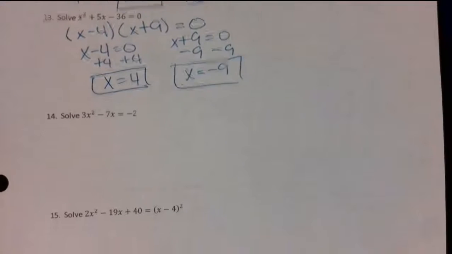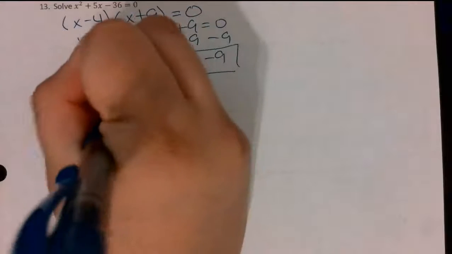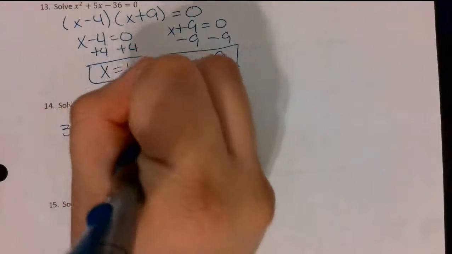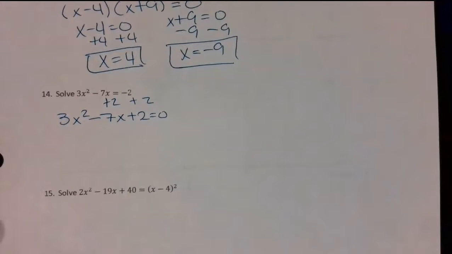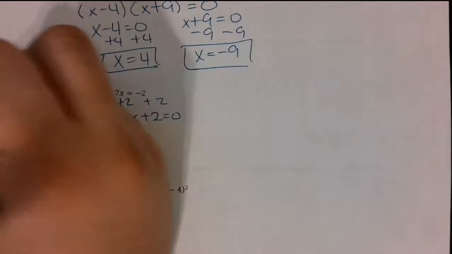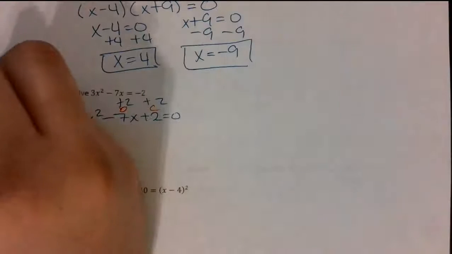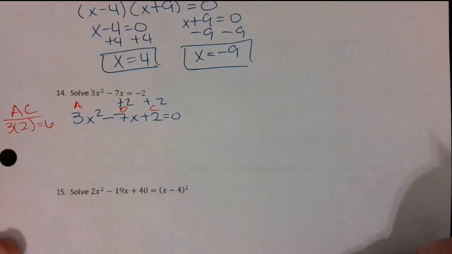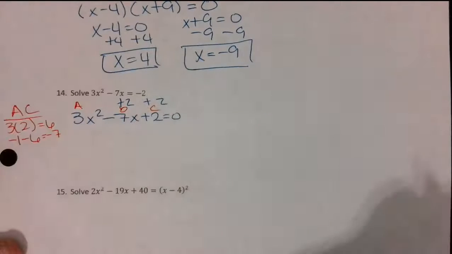Okay. Number 14, what I want to do is I want to get it equal to 0 first, so I'm going to add 2 to both sides. I have 3x squared minus 7x plus 2 equals 0. This one, since I don't have a coefficient of 1, I'm going to solve by using the AC method. So my A is 3, my B is negative 7, and my C is 2. I'm going to do 3 times 2, which gives me 6. I'm looking for what multiplies to positive 6 and adds to negative 7. This is going to be negative 1 and negative 6.